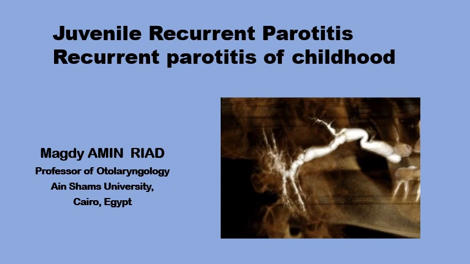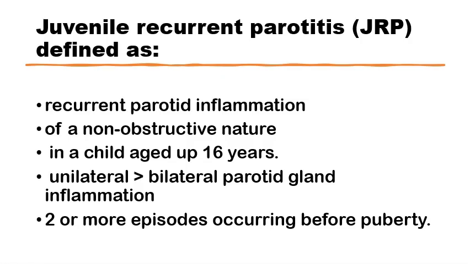Juvenile recurrent parotitis, the recurrent parotid gland inflammation of childhood, is the second most common inflammatory condition of the salivary gland in childhood, second only to mumps. This is an inflammatory disorder of the salivary gland, affecting almost always, but not exclusively, the parotid glands. It's of a non-obstructive nature. The ducts are actually widened rather than narrowed or blocked. It affects children up to the age of 16. There is a somewhat different version of the disease that affects adults.